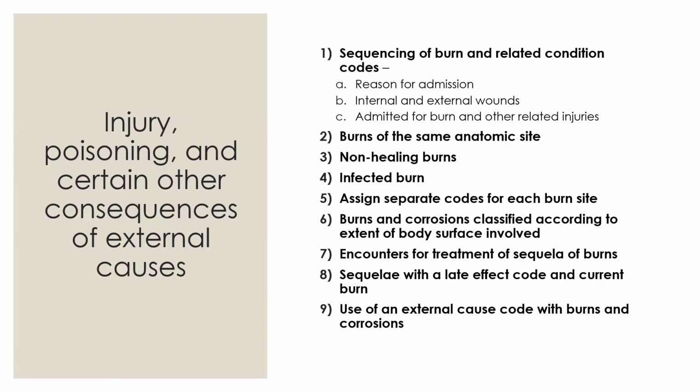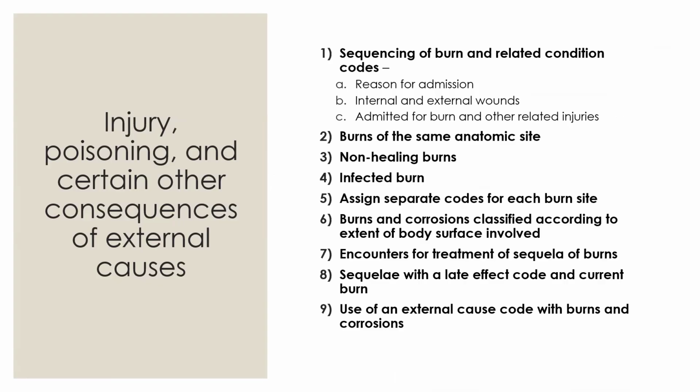For burns and corrosions classified according to extent of body surface involved. Assign codes from category T31 for burns classified according to the extent of body surface involved, or T32 corrosions classified according to extent of body surface involved for acute burns or corrosions when the site of the burn or corrosion is not specified or when there is a need for additional data.